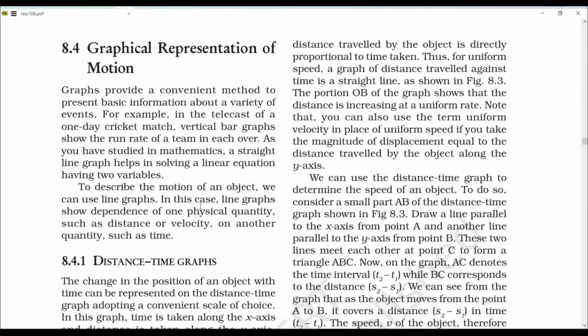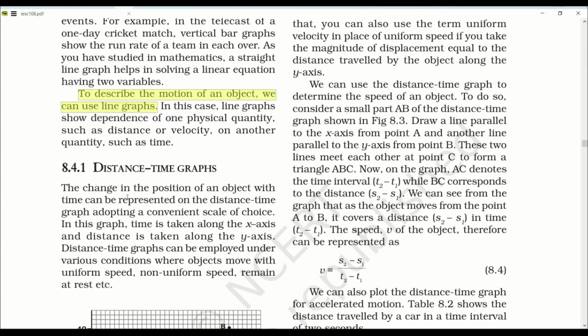To describe the motion of an object, we can use a line graph. So, what are we going to use? Line graph. In this case, a line graph shows the dependence of one physical quantity such as distance or velocity on another quantity such as time. In this chapter on motion, we are going to study graphs relating distance and time. Also, we will be studying velocity and time. That we are going to show on a distance time graph.